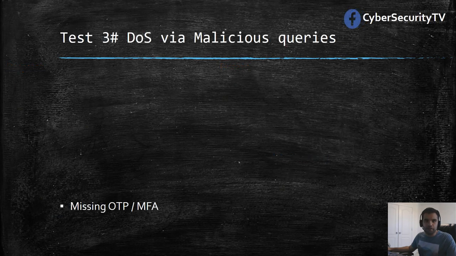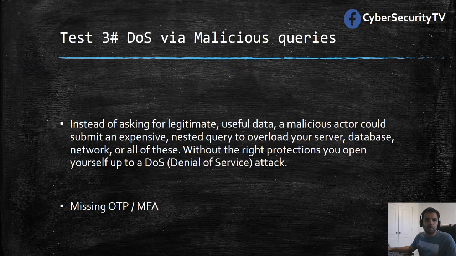All right, task 3. Here we're going to talk about DoS. One of the OWASP risks that we saw was DoS and access control and all those things, so this is one of those. Instead of asking for legitimate useful data, a malicious actor could submit an expensive nested query to all of your servers, database, network, or all of this. Without the right protection, you open yourself up to a DoS attack.